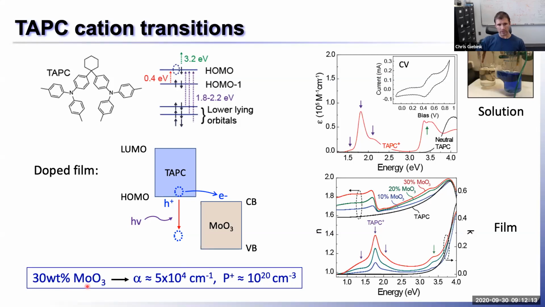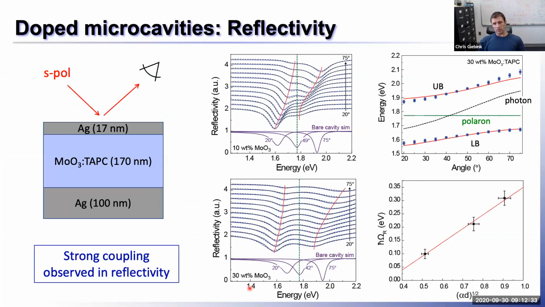So in a 30 weight% moly oxide film, you've got an absorption at the peak of your Polaron transition of about 5 × 10⁴ per centimeter. And that's associated with a Polaron concentration, the number of ionized TAPC molecules, of about 10²⁰ per cubic centimeter. So very, very high charge densities. So that's what it looks like in thin film.